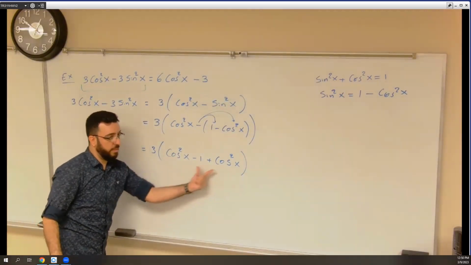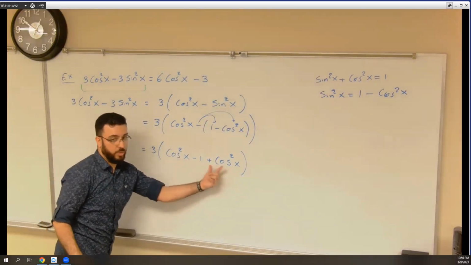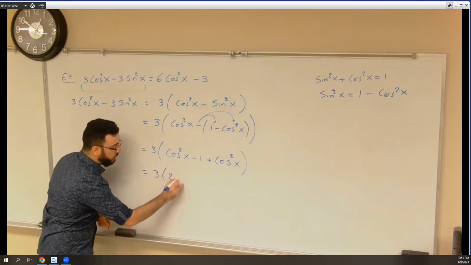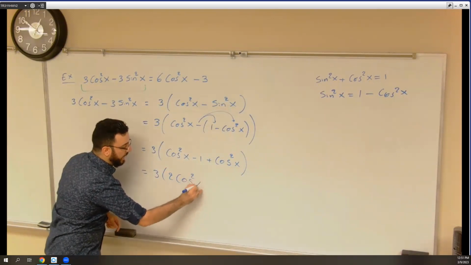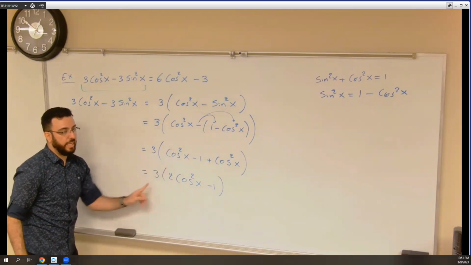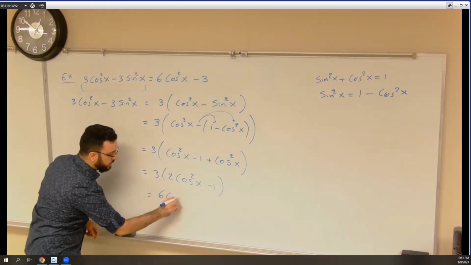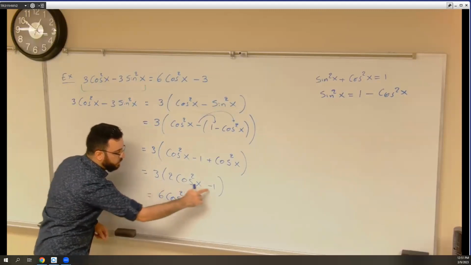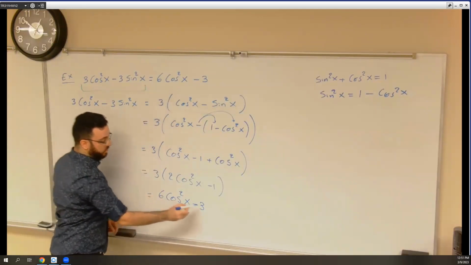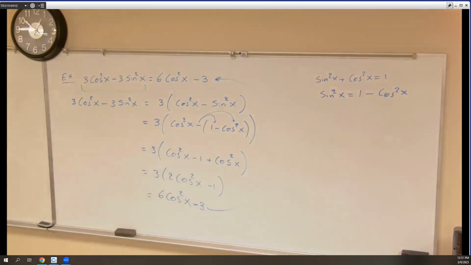Can I add these together? Cosine square, cosine square. So I can add these together. That means it's going to be 3 times (2 cosine square x minus 1). Go back. If you distribute the 3, how much is going to be the result? 3 times 2, 6 cosine square x, 3 times 1. Is that the same thing here? So we got the right side.